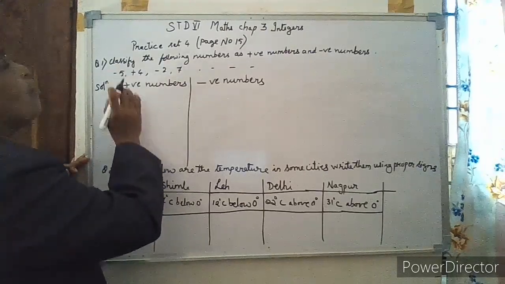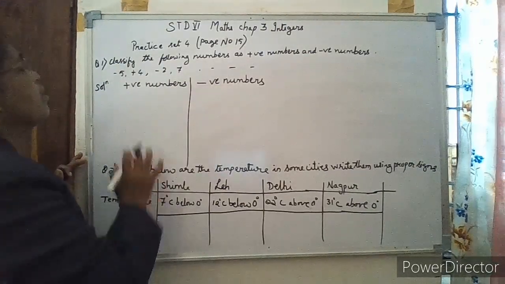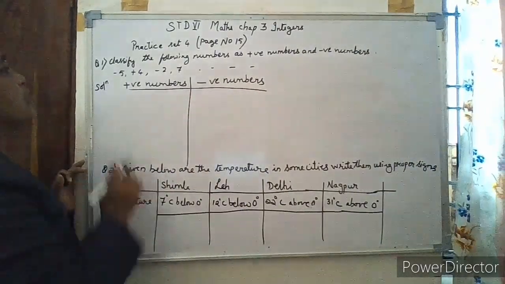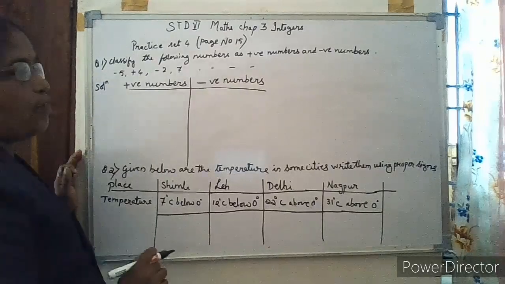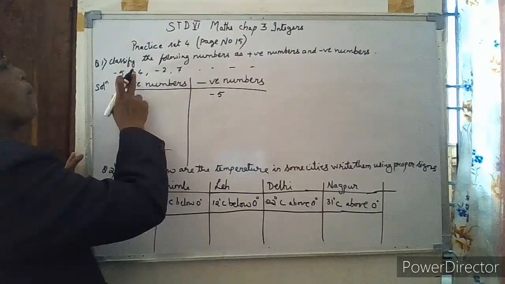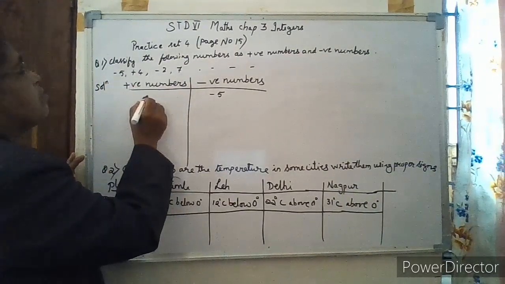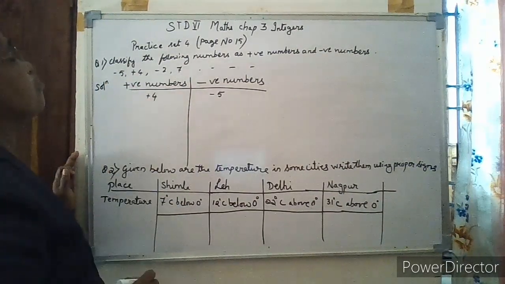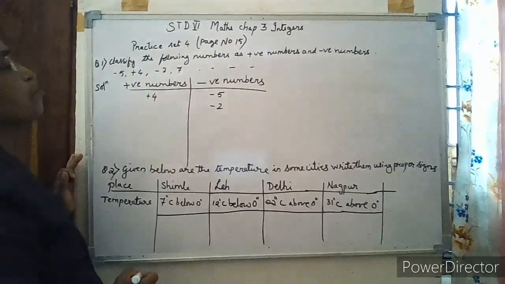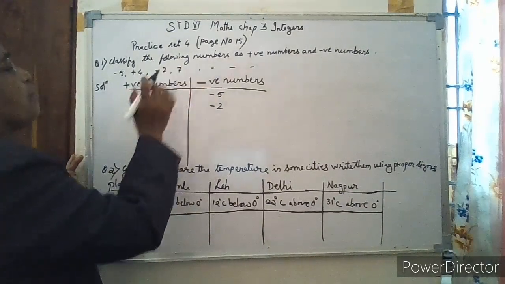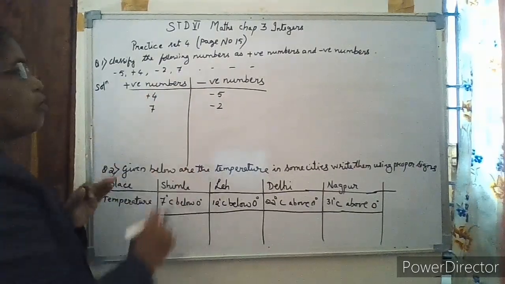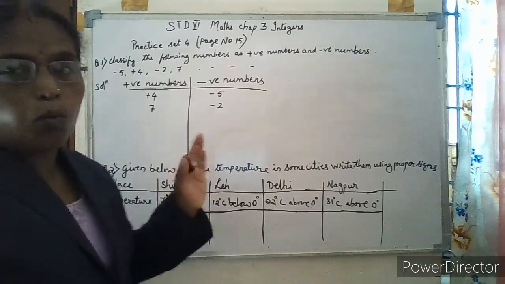Now we have to make two groups, two columns. You make positive numbers and negative numbers. So now minus 5 is a negative number. Plus 4 is a positive number. Put it in this column. Again minus 2 is a negative number. This is only 7, which means it is plus 7. So write it there. In this way you complete question number 1.